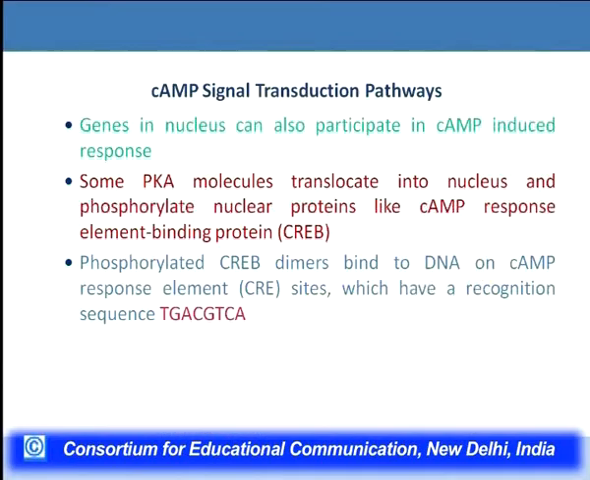Also, I have told that genes in the nucleus can participate in the cAMP induced response, and we can see, as I've already shown in the panel, that some PKA molecules translocate into the nucleus. They phosphorylate certain nuclear proteins like CREB, the cAMP response element binding protein, which binds to specific regulatory regions, CRE sites, in the DNA, which leads to activation of transcription of specific genes, and these genes usually are the ones involved in gluconeogenesis.